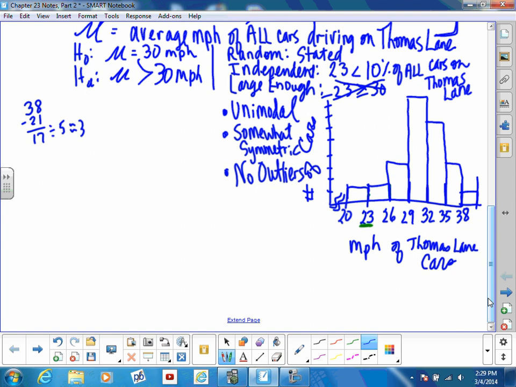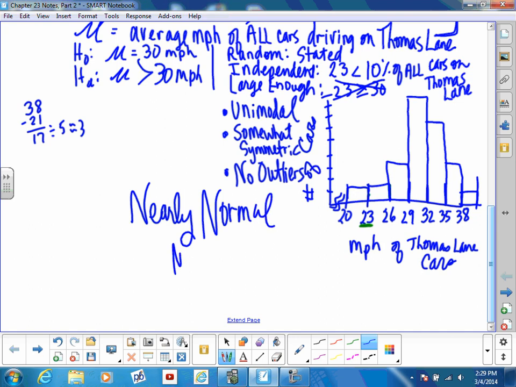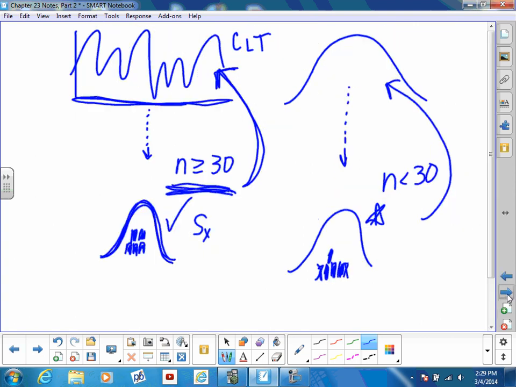So therefore, in conclusion, I say that the nearly normal model applies. Okay, and you want to emphasize that you know it's not perfectly normal. Okay, ta-da! P, H, and A are done. What's next?